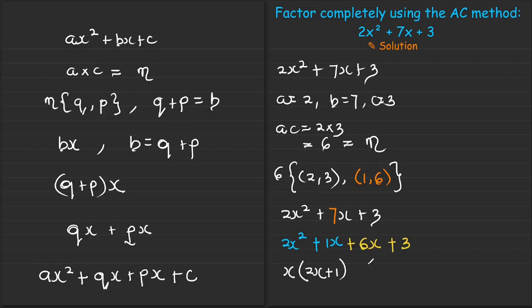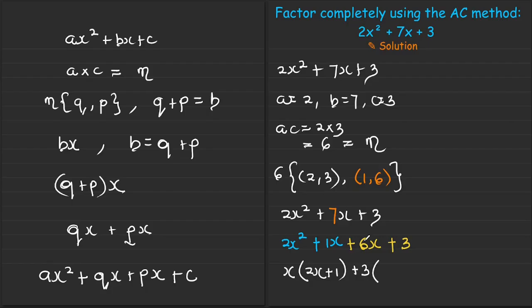Their common factor is a positive 3. You see, and then what of the variables? Do they have any variable in common? This doesn't have the variable, but this has the variable. So they don't have any common variable.